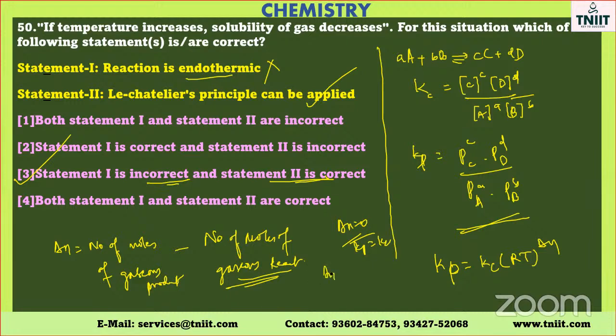when delta N of gas molecules is greater than 0, it means it is positive. Then Kp is greater than Kc. When delta N of gas molecules is less than 0, Kc will be greater than Kp. So you need to remember this.